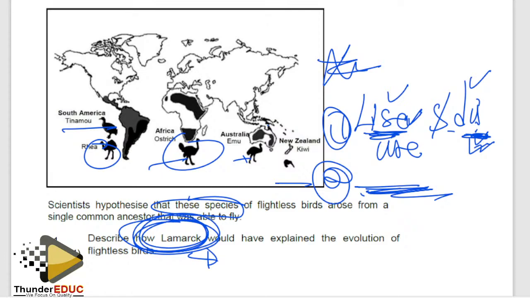Sir, can you please give us a tip on how to remember the names of scientists? The scientists, you mean the other ones? Okay, I'll reach there, I'll reach there.